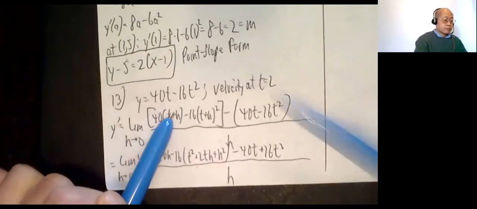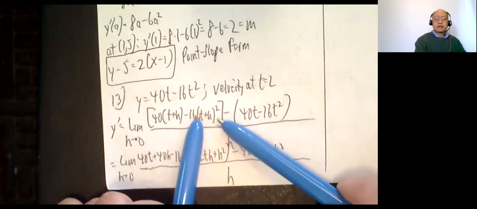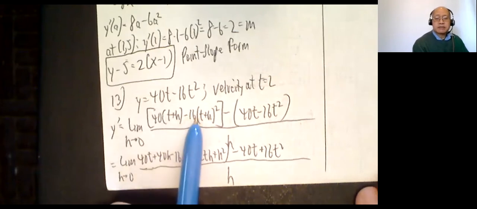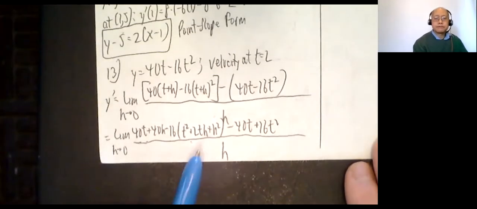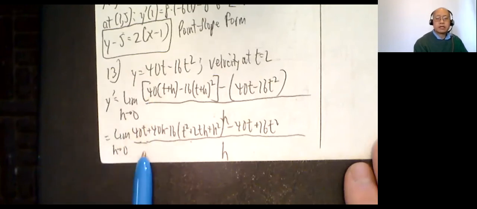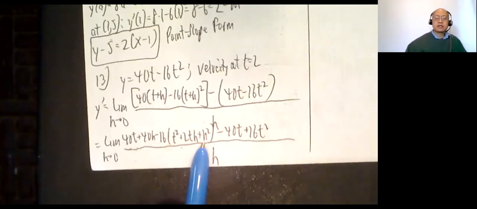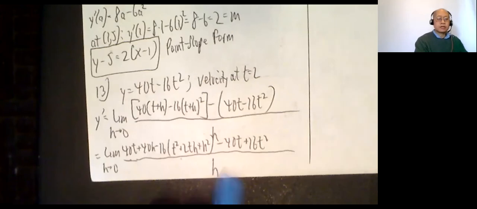And now right here, the way a function works, anytime you see t, change it to t plus h. Change that t to t plus h. So it looks like this. 40 times t plus h minus 16 times t plus h squared minus parentheses 40t minus 16t squared all over h. Okay, and do the algebra. Limit h approaches 0. 40t plus 40h minus 16 (t plus h squared), which we know is t squared plus 2th plus h squared. Okay, and distribute the minus sign, minus 40t plus 16t squared all over h.